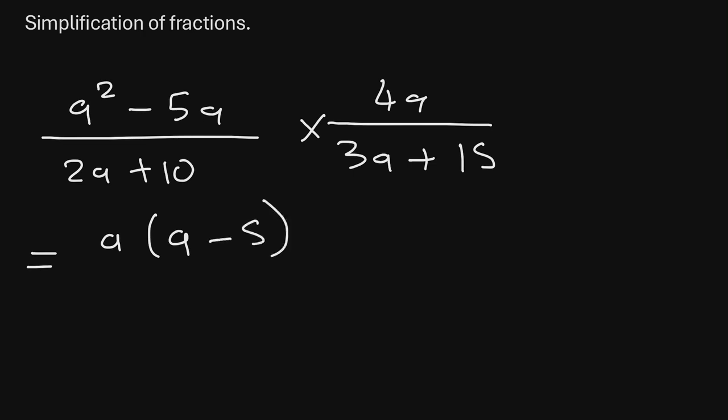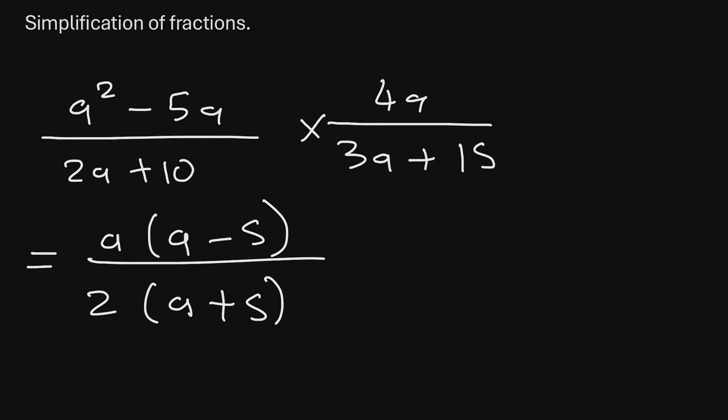So now at the bottom here, you also can take out what? A common factor, because we have 2 as a common factor. So we're going to take out 2 as a common factor. And then this is going to be what? 2a divided by 2, that's going to give us a. And therefore, 10 divided by 2, that is going to give us a positive 5.